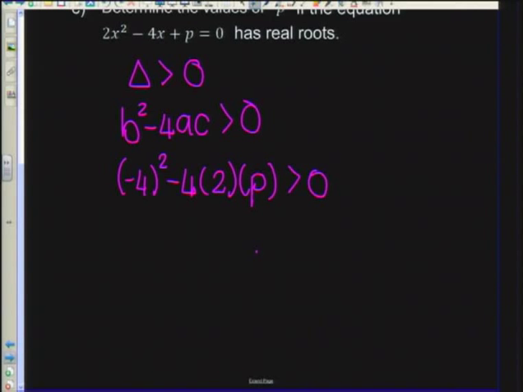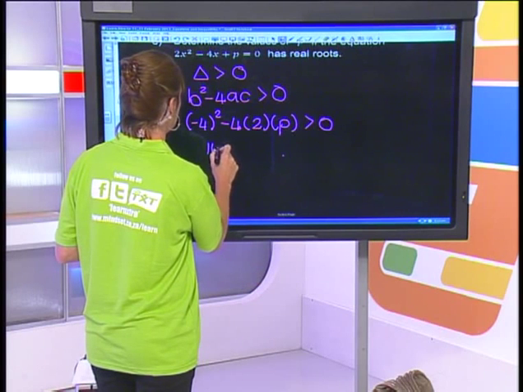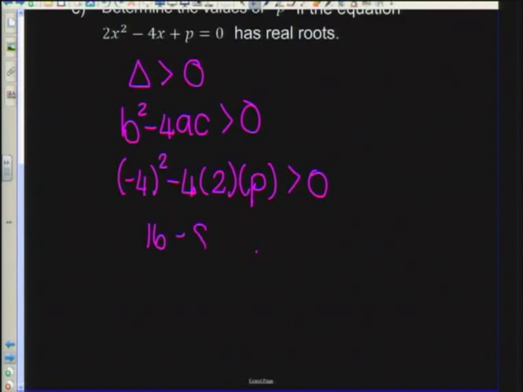All right, so what we can see we've got over here is an inequality. So we're going to have to solve it as an inequality. Negative 4 squared is 16. I'm going to get negative 8p, which is greater than 0. If I move over, I'm going to keep my negative 8p on the left. I'm going to move my 16 over.